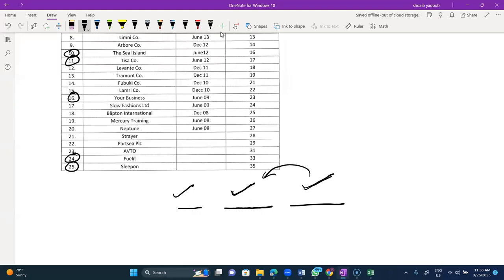Restructuring topic is not easy, by the way. If you are facing difficulty, it's okay. Every other question is a new question. Will the test be on Excel? Yes, the test will be on Excel.